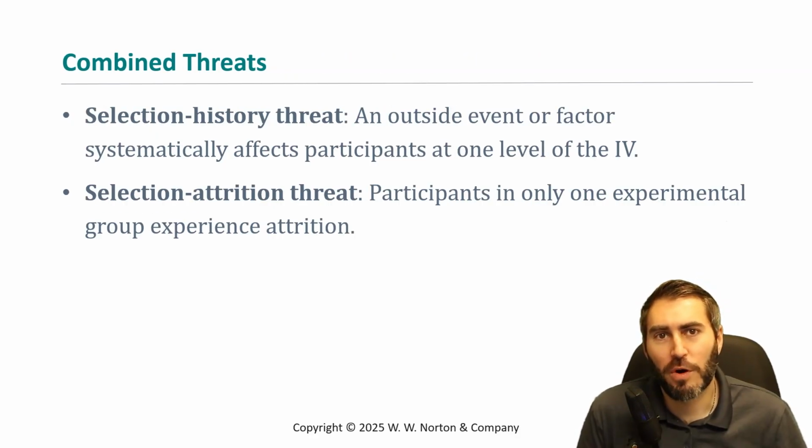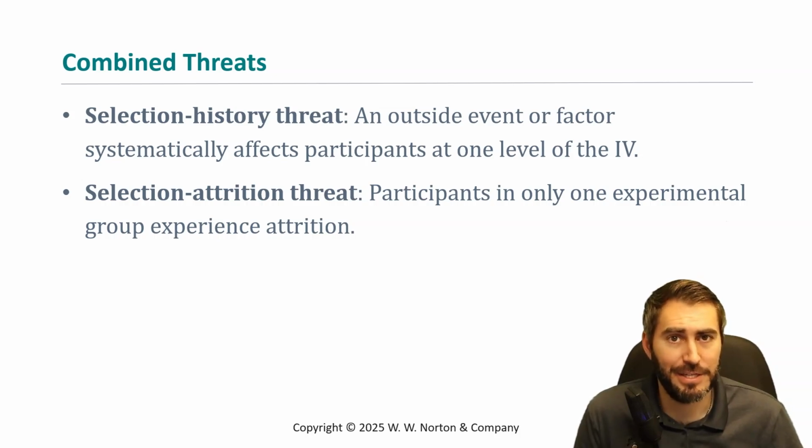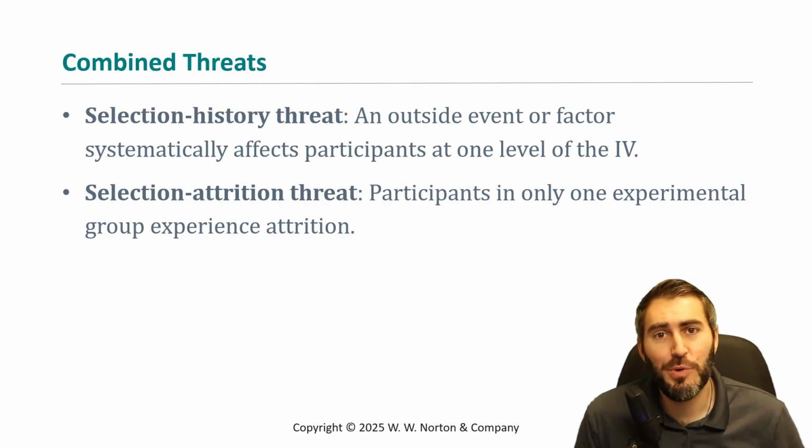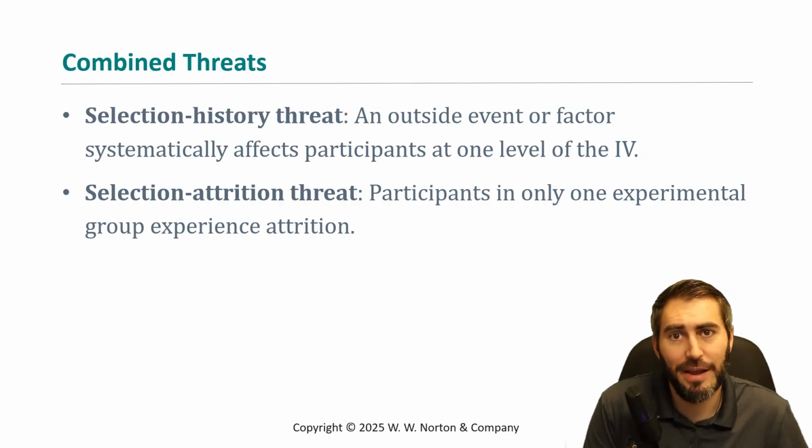I mentioned before that there are also combined threats to internal validity. Sometimes in a pretest post-test design, two types of threats to internal validity might actually work together. Two examples of combined threats are a selection/history threat and a selection/attrition threat.